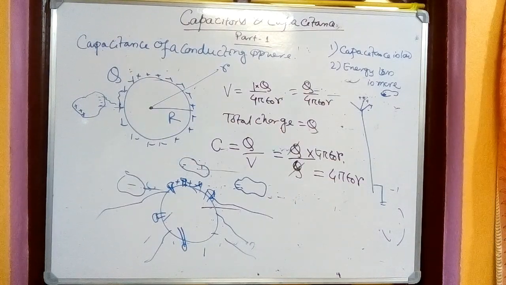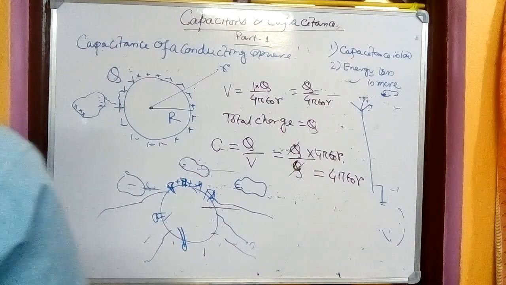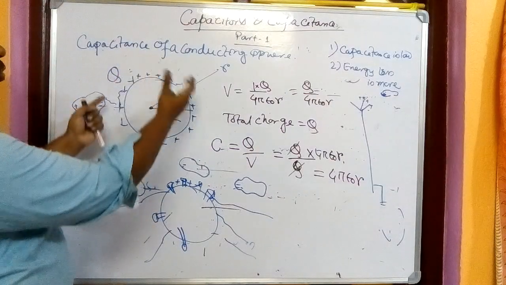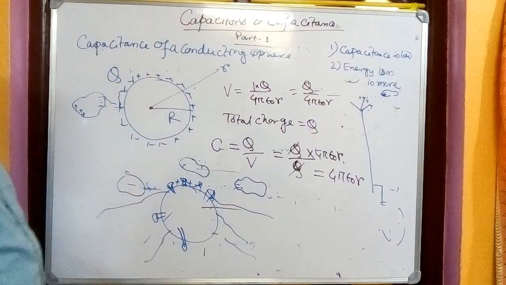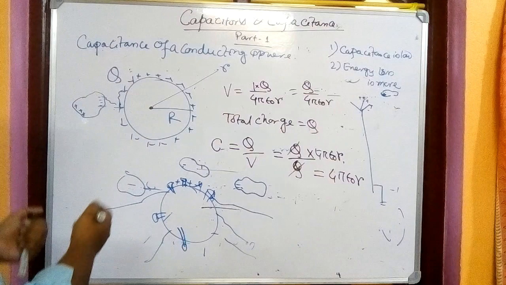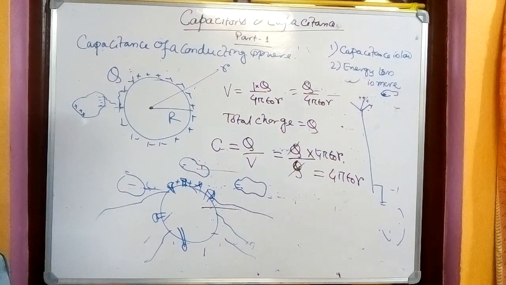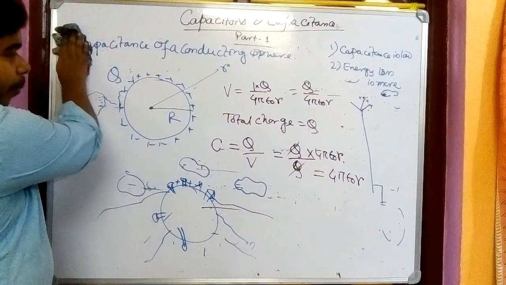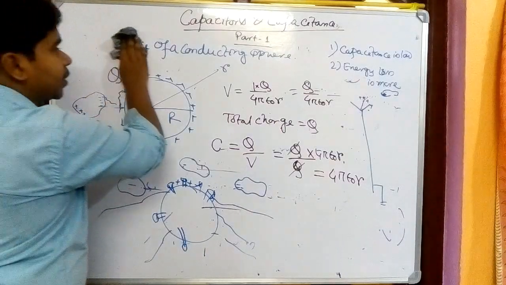This is not acceptable. We want to store the charge. If the charge is lost, what is the use of this type of sphere? So these are the two reasons why we cannot use a sphere as a charge storer. What have we used? We have used a parallel plate capacitor.